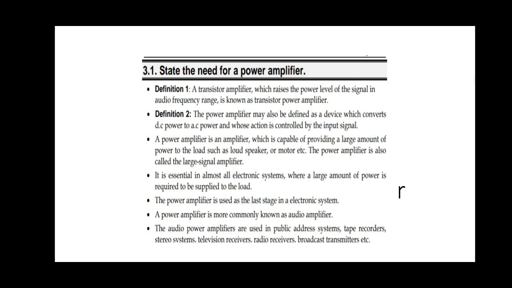So now for comparison, we have to discuss the different types of negative feedback. We know these: voltage series, voltage shunt, current series, current shunt. Voltage series: voltage means voltage sample, current means current sample, series means series mixing.